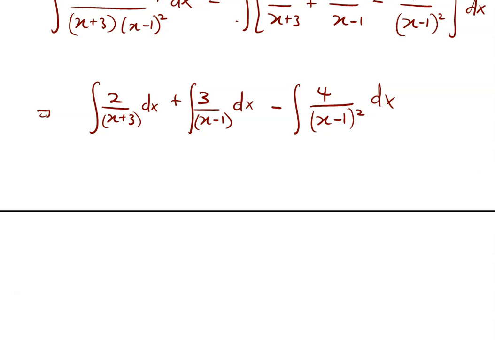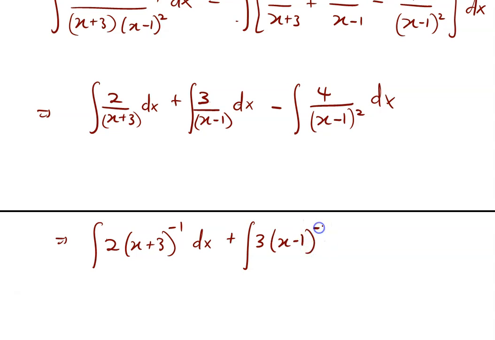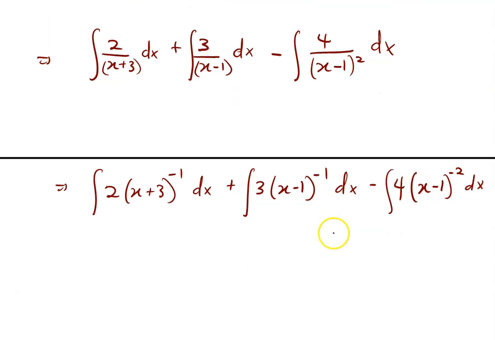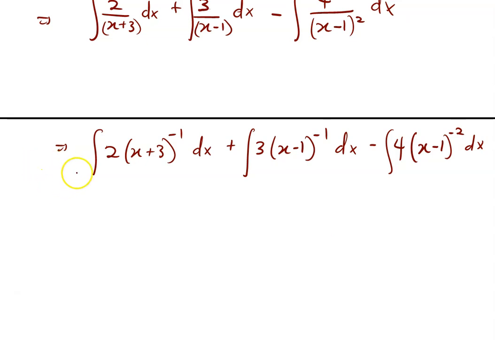Right. This one can be further simplified. So we have integration of 2 on x plus 3, minus 1, dx. Then I have plus integration of 3 into bracket x minus 1 to the power of minus 1 dx, right, minus integration of 4 into bracket x minus 1 to the power of minus 2 dx, right. So at this point, what do we have? Now I can use the shortcut form as we discussed last, right.